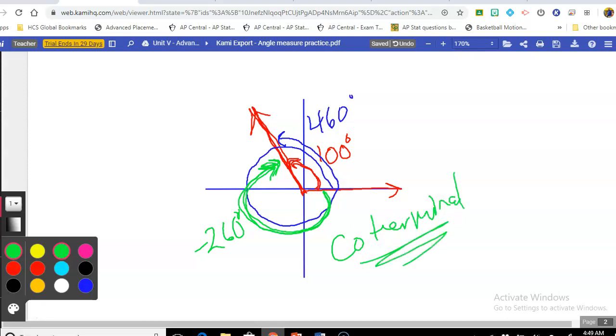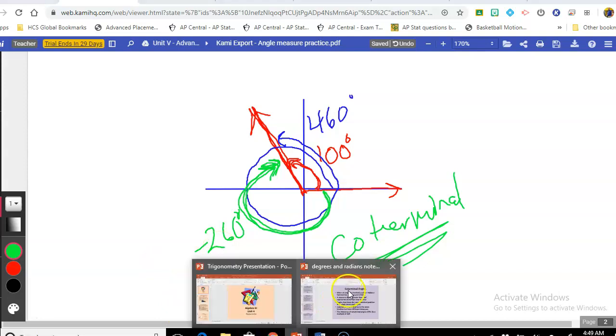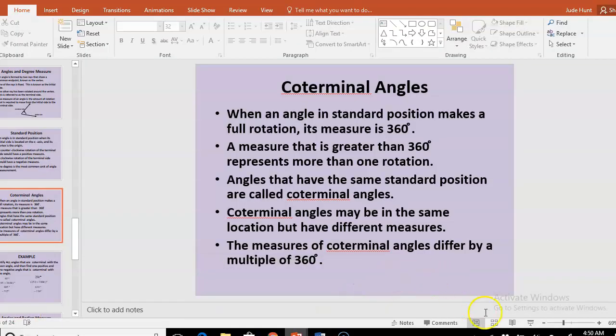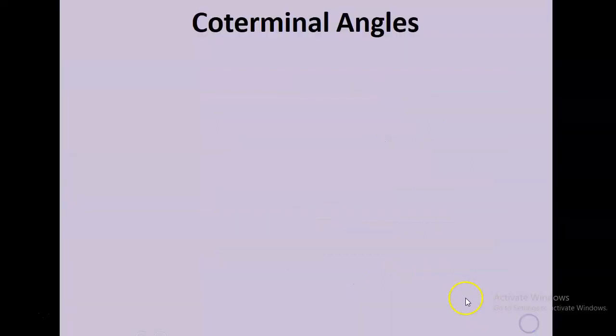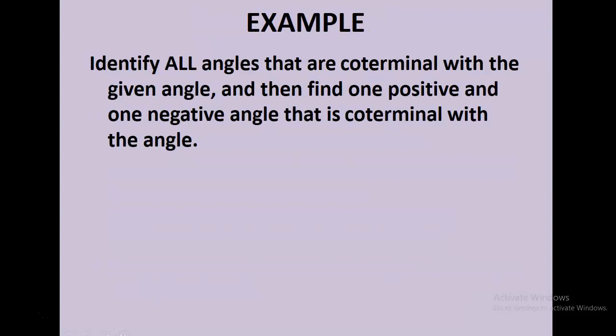And my handwriting there is pretty rough, but that's coterminal, meaning they're all the same. They all have the same end point. So when we're looking at what we call coterminal angles, we might be looking at the same angle with a different numerical value to represent it. So let's look at an example here where we might be talking about the angle of 45 degrees. And we're asked to identify all the angles that are coterminal with that given angle.